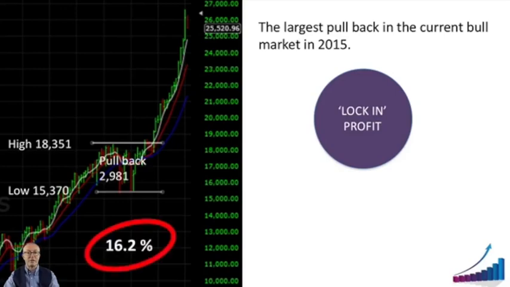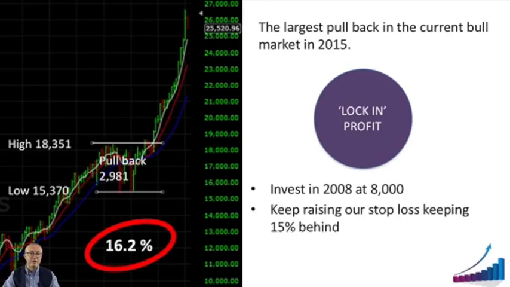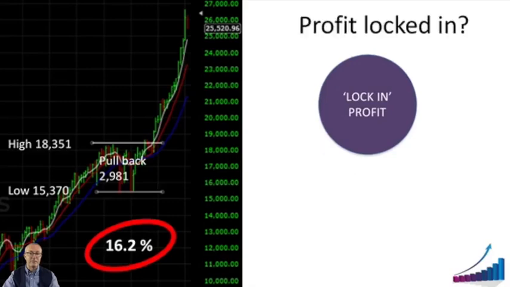So if we'd had a stop set at 15%, that movement there, when it fell back, would have executed our order and we would have sold out of our investment. So we would have stayed in for all those years because we stayed 15% behind, but we eventually get taken out at that point. So we invested in 2008 at 8,000, and we keep raising our stop loss, keeping 15% behind the current price, and we get stopped out in 2015 at 15,500.